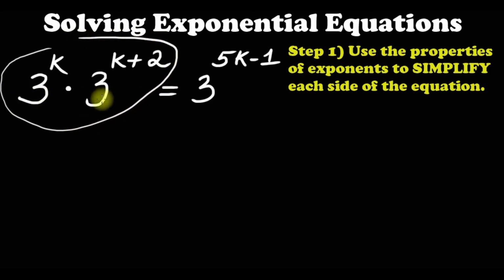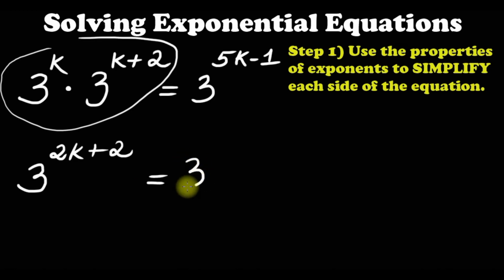So we're multiplying powers here. So what do we do when we multiply powers? We have to add the exponents. So we're going to keep the same base. So the base stays the same, which is the 3. And then we add the exponents. So here we have k plus k plus 2. That's going to be 3 to the 2k plus 2 is 3 to the 5k minus 1.